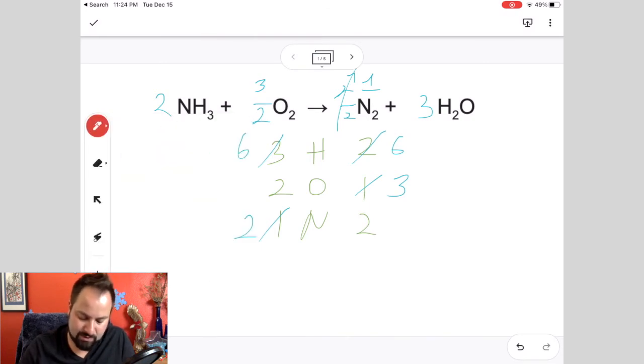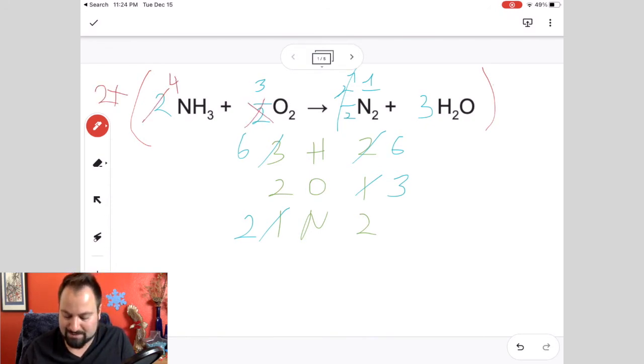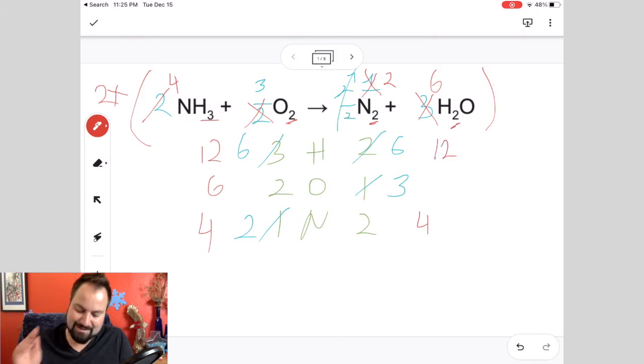If we have an odd number there, we're going to multiply the entire equation by 2. What that means, this is now 4, this is now 3, that is now 2, and this is now 6. If we now check how much that does, that's 4 times 3, that's 12, and that is 4 nitrogens. 3 times 2 here, that is 6 oxygens. On the right hand side, 2 times 2, that's 4 nitrogens. 6 times 2, that's 12 hydrogens. And 6 times 1, that is 6. And we are balanced.